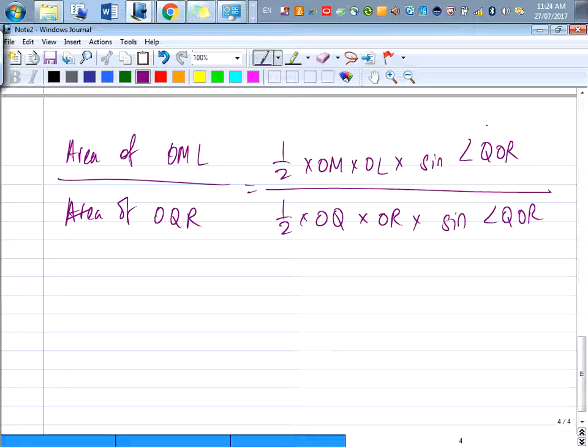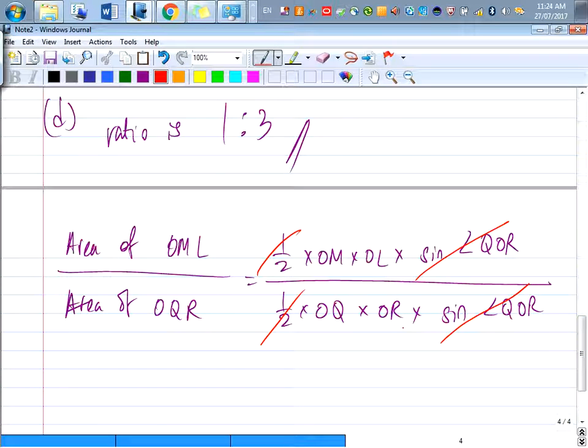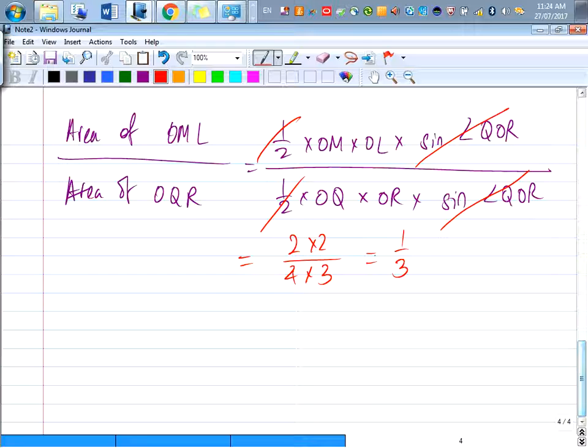Notice that QOR and QOR over here, they are the same, so I do not need to evaluate. I can cancel half and half. I know the ratio of OM over OQ and OL over OR, so I'll replace them with numbers, and I will get 2 times 2 over 4 times 3, which is 1 over 3. So this is not a ratio yet. My final statement will be ratio is 1:3. Okay?